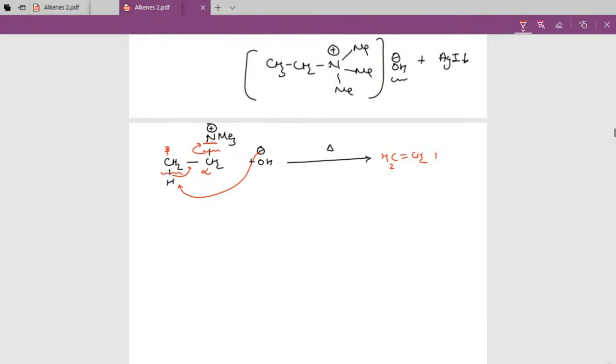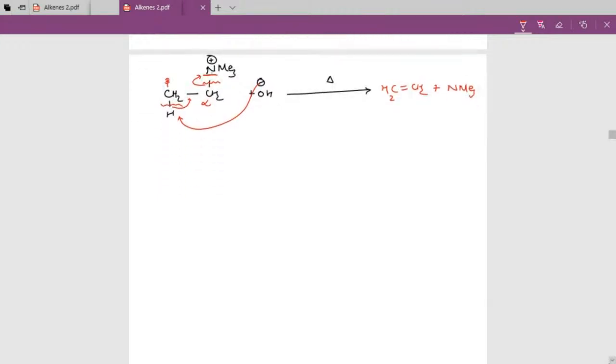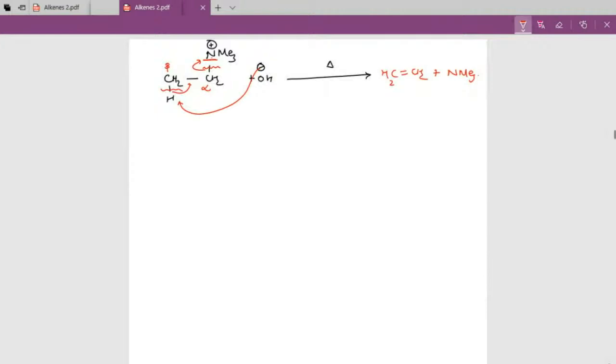CH2 double bond CH2 plus NMe3, a 3 degree amine. So you have to remove H from beta and alpha say NMe3. What if my nitrogen had different possibilities? CH2, CH, H, CH3 and so on. Me, CH3 plus OH minus, heat.